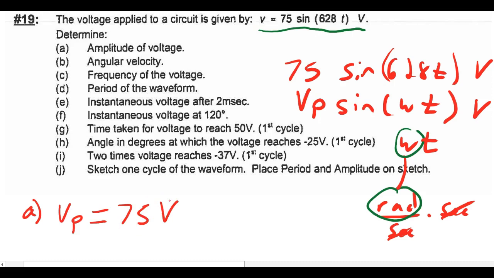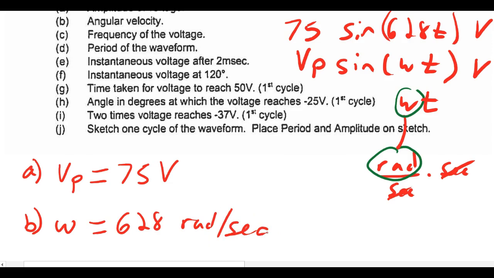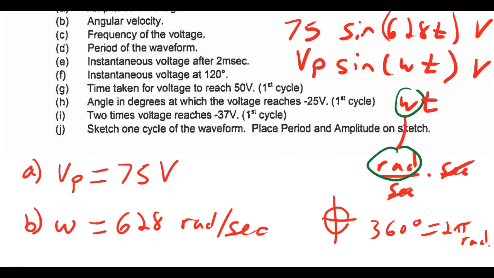Now, part B asks us for the angular velocity. As we've said, omega is the angular velocity in radians per second, and so we have 628 radians per second. Remember that in our unit circle, 360 degrees is equal to 2 pi radians, and that's where the unit of radians comes from. So 2 pi radians equals 1 revolution around the circle.